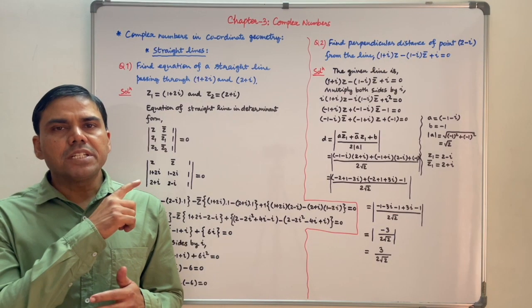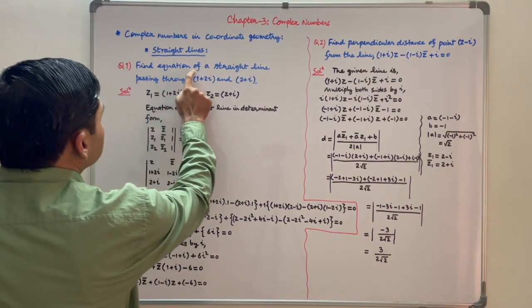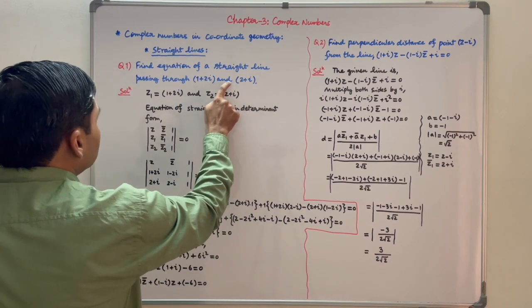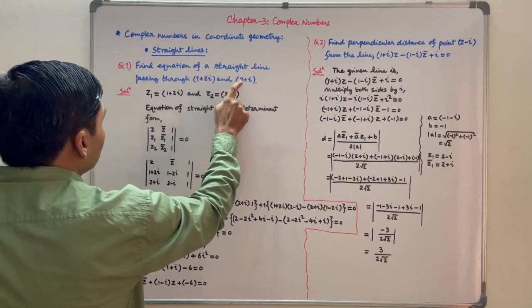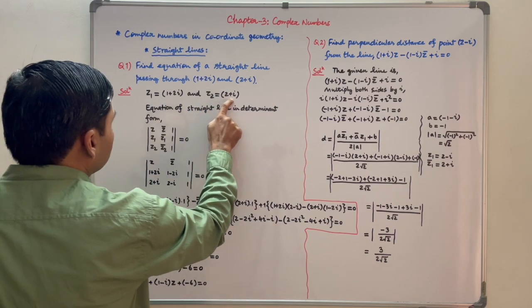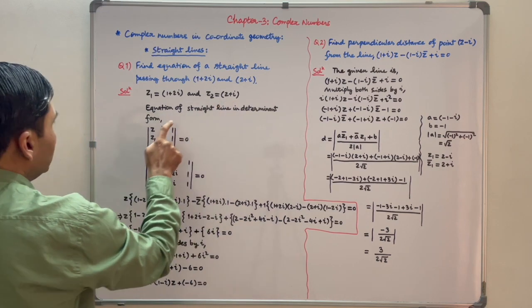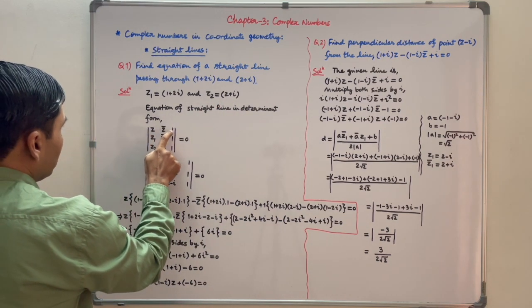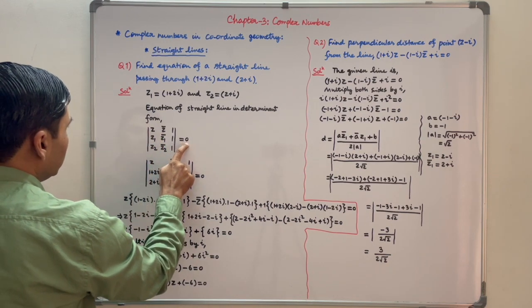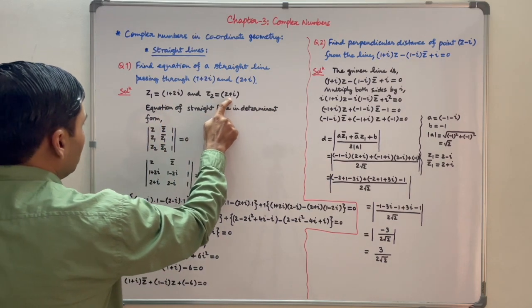Now let us see a couple of questions based on what we have studied so far. First question: find the equation of a straight line passing through 1 + 2i and 2 + i. The given two points are 1 + 2i and 2 + i. Let's say z1 is equal to 1 + 2i and z2 is equal to 2 + i. To get the equation of a straight line, we will use its determinant form. So in the determinant, z, z bar, 1; z1, z1 bar, 1; and z2, z2 bar, 1 is equal to 0. We will put z1 = 1 + 2i and z2 = 2 + i.